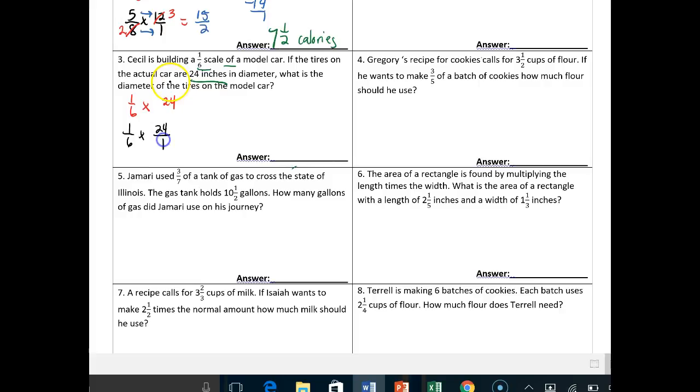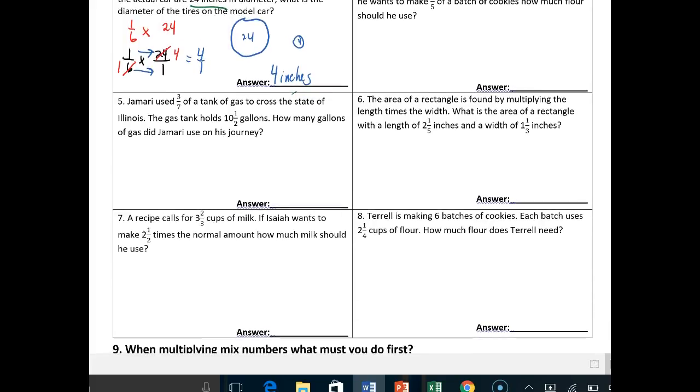Rewrite this with 24 as a fraction. 24 over 1. Look to cross cancel. 1 and 1 are good. 6 and 24 I can divide by 6. 6 divided by 6 is 1. 24 divided by 6 is 4. Multiply straight across. 1 times 4, 1 times 1. We get 4 over 1. So my answer will be 4. And what were my units? My units were inches. So on the real car, 24 inches, right? On his little model car that he builds, 4 inches in diameter, okay?